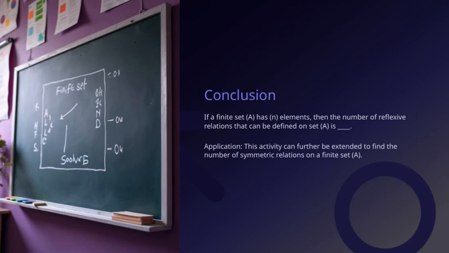Now, moving on to the application of this concept, we see that this activity can actually be extended to explore the number of symmetric relations on a finite set, which we'll call A. If this set A has n elements, then an interesting question arises. How many reflexive relations can we define on this set? The answer to that is something we can determine mathematically. It's important because it connects the idea of relations to broader combinatorial concepts. Understanding this helps us see the bigger picture of how relations behave and how many different types we can construct based on the properties we want, like symmetry or reflexivity.